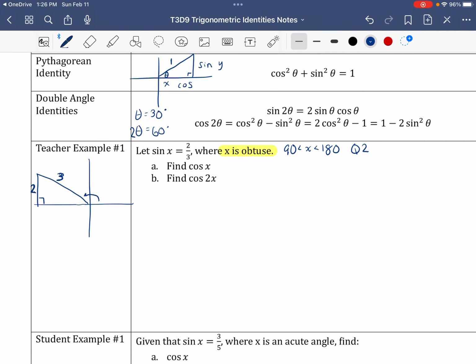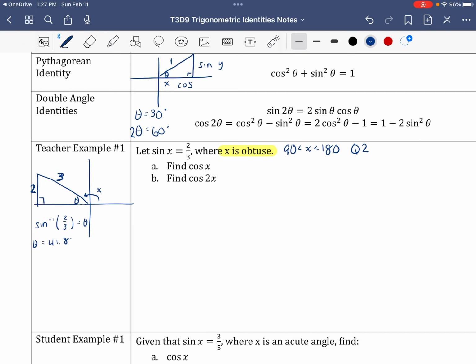It's saying that this value here should be x. So let's just use theta here. And we can use theta to think about that angle measure as our reference angle, right? And if we wanted to, we could determine what our reference angle is by using our inverse sine, right? So if I did inverse sine of 2/3, I would get theta, which would equal approximately 41.8 degrees.